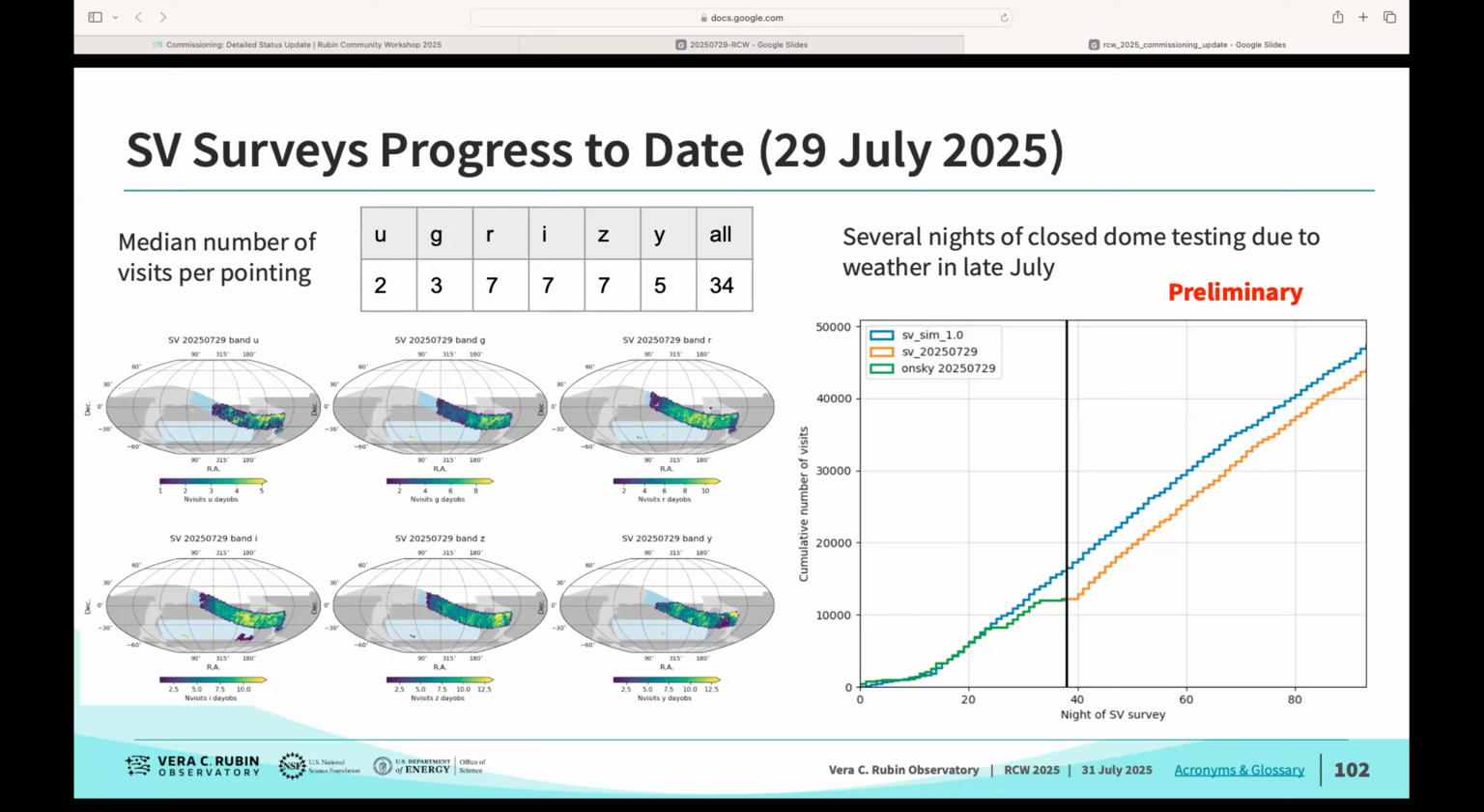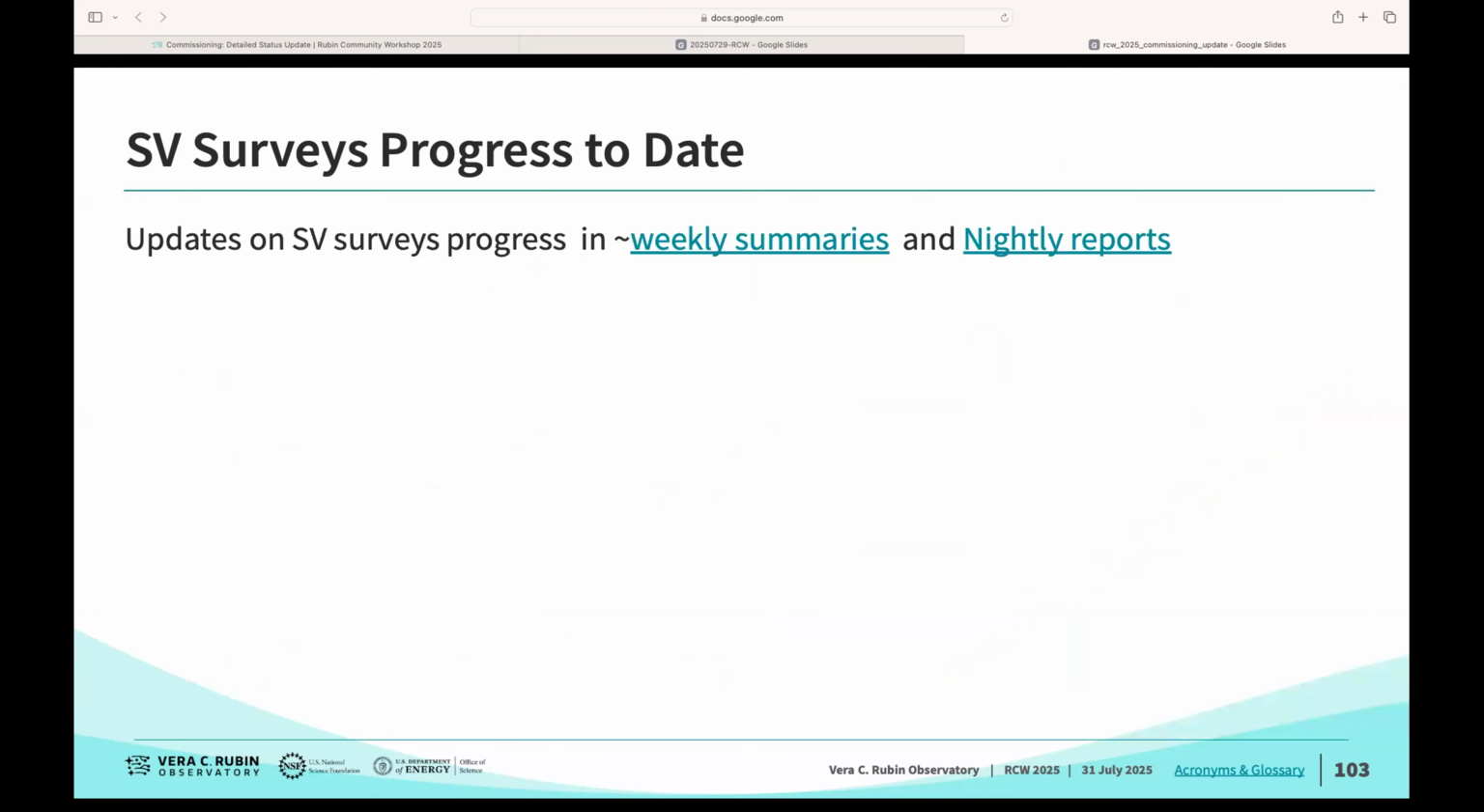The mean number of visits per pointing right now is around 7 in R, I, and Z, and a little bit less in the other bands. So we're right at the cusp of being able to start building templates, but we haven't yet done this at scale. Next slide. These are just some links where you can find web pages that provide detailed reports of weekly and nightly summaries. Next slide.